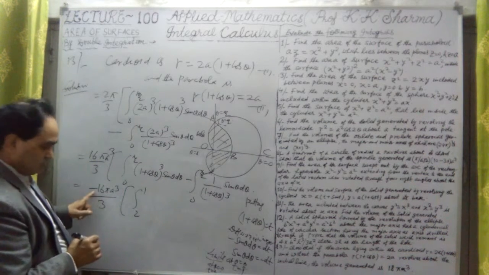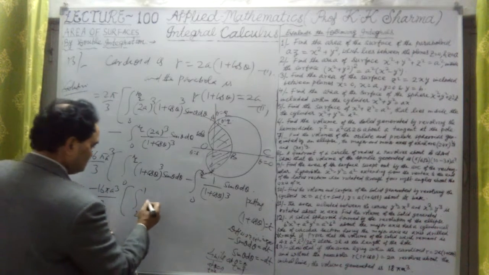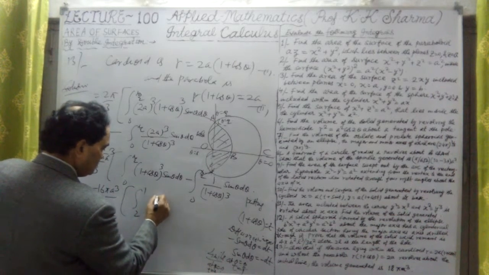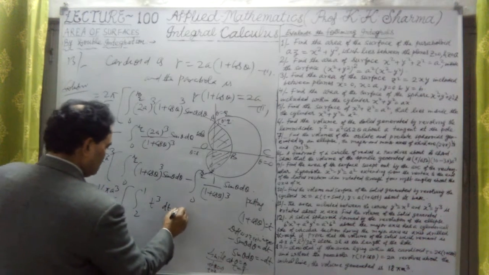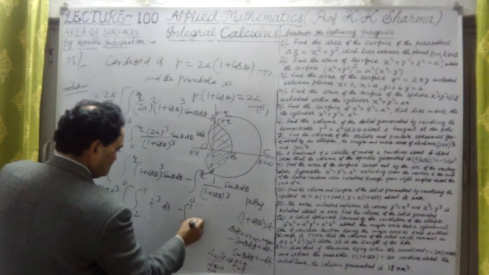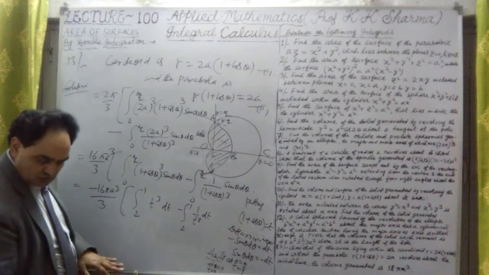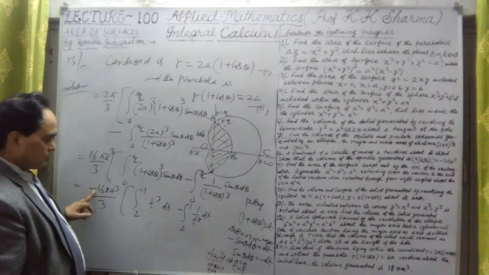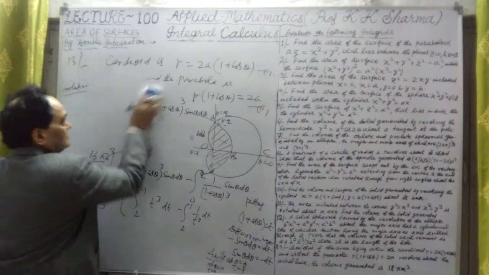Now if I change this minus sign, then the limits will be interchanged, and this is now t cube into dt. Minus sign I have taken outside. This is 2 to 1, 1 upon t cube into dt. So if I change this minus sign to plus, then the limits will be interchanged. So let me write here.